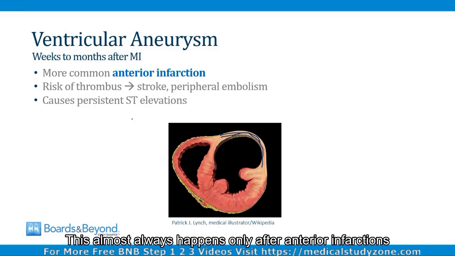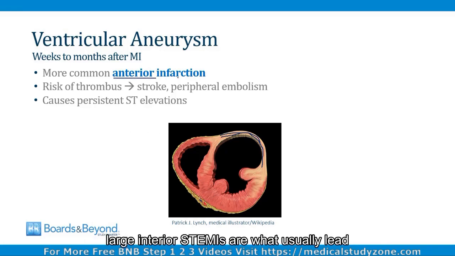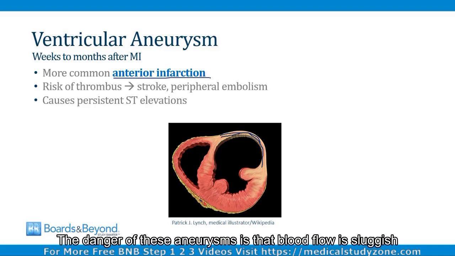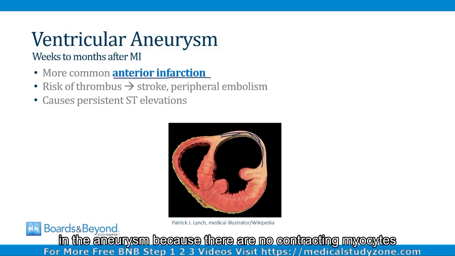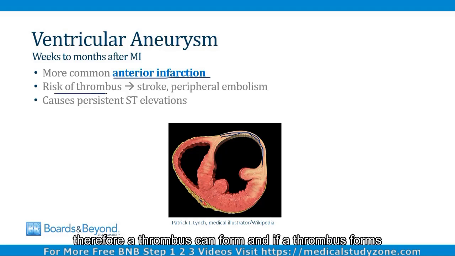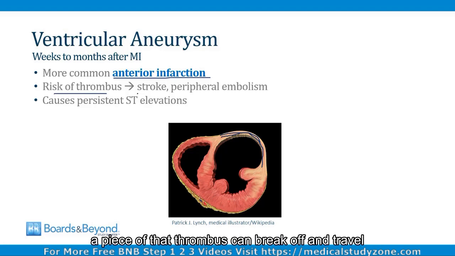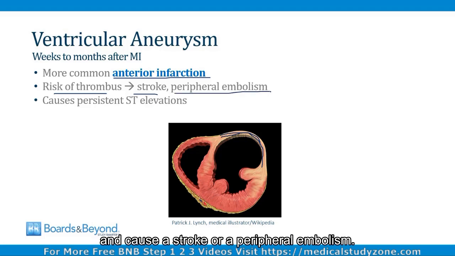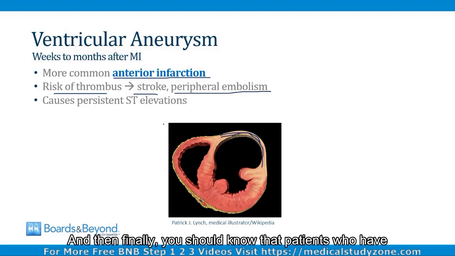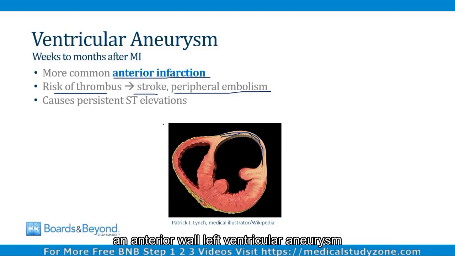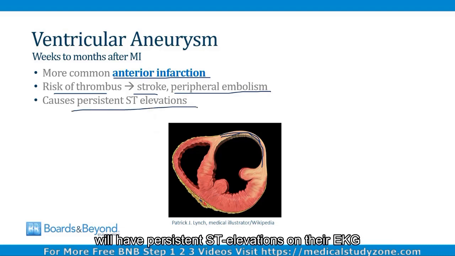This almost always happens only after anterior infarctions. Large anterior STEMIs are what usually lead to a ventricular aneurysm. The danger of these aneurysms is that blood flow is sluggish in the aneurysm because there are no contracting myocytes. Therefore, thrombus can form, and if a thrombus forms in a left ventricular aneurysm, a piece of that thrombus can break off and travel and cause a stroke or a peripheral embolism. And then finally, you should know that patients who have an anterior wall left ventricular aneurysm will have persistent ST elevations on their EKG even after the ST elevation myocardial infarction has resolved.